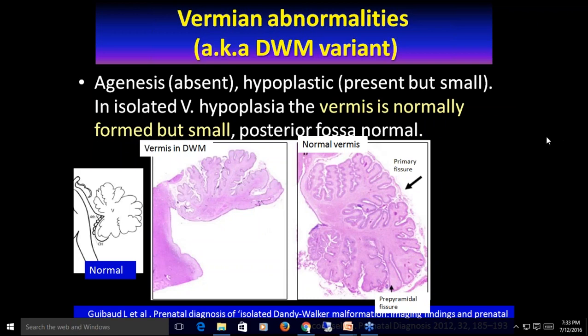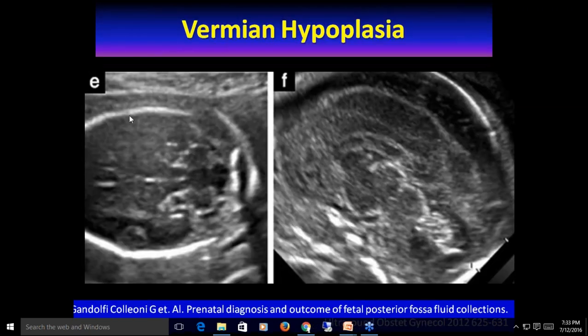Now let's talk a little bit about the vermian abnormalities. This used to be known in the past as Dandy-Walker variant. Vermian abnormalities can range from agenesis or total absence to hypoplastic, but present and small. In isolated vermian hypoplasia, the vermis is normally formed but small, and the posterior fossa is typically normal. Here we have an example. Here we have an axial section of a case of vermian hypoplasia. We see the cerebellar hemisphere, the fourth ventricle that communicates freely with the cisterna magna.